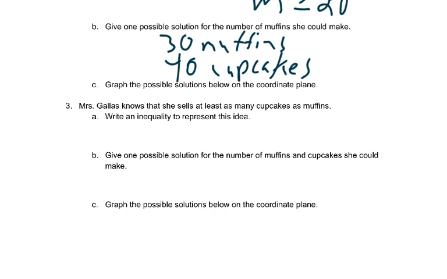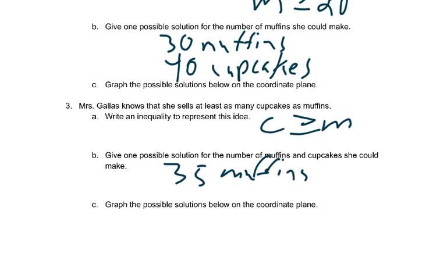Mrs. Gallus knows that she sells at least as many cupcakes as muffins. So write an inequality to represent this idea. So basically what she's saying here is she's going to sell more cupcakes than muffins. So C is greater than or equal to M. So yes, greater than, but also equal to. It's possible that she sells the same number of cupcakes and muffins. So what's one possible solution here? Well, she could sell 35 muffins and she could sell 50 cupcakes. In that case, C is greater than or equal to M.